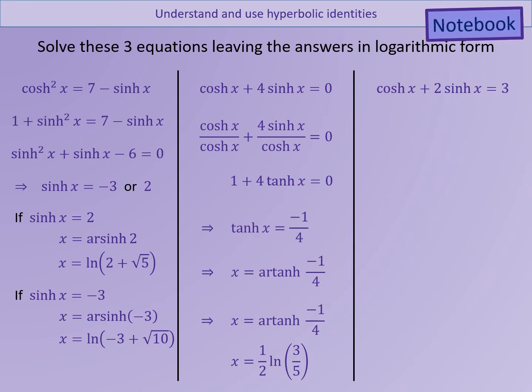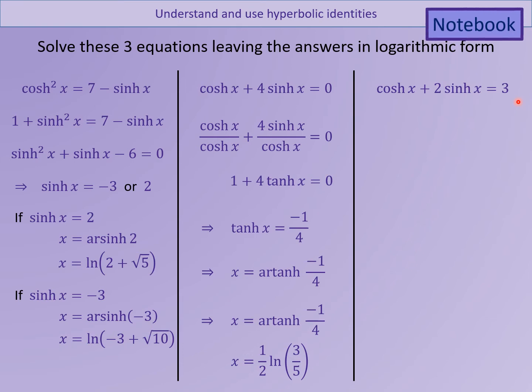Now for the third one, we have a mixture of cosh x and sinh x. Initially, you may want to solve it in the same way as the second equation. However, the issue here is that instead of having 0 on the right-hand side, we have 3. This means that if we tried to divide everything by cosh x, we would end up with 3 over cosh x on this side, which is not particularly simple to deal with.